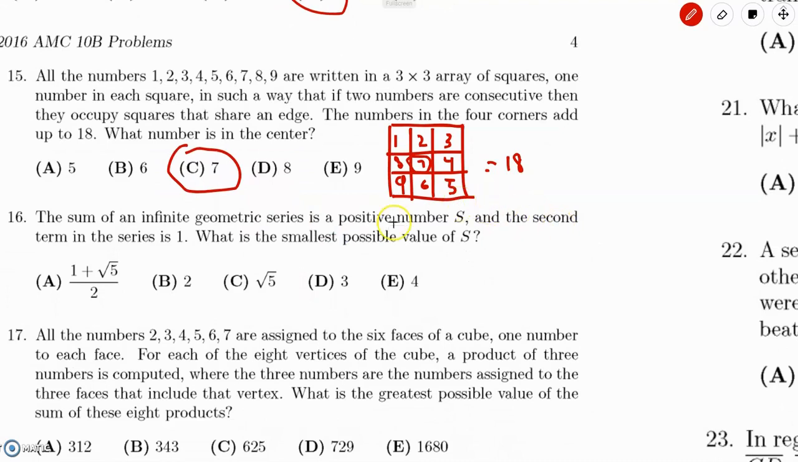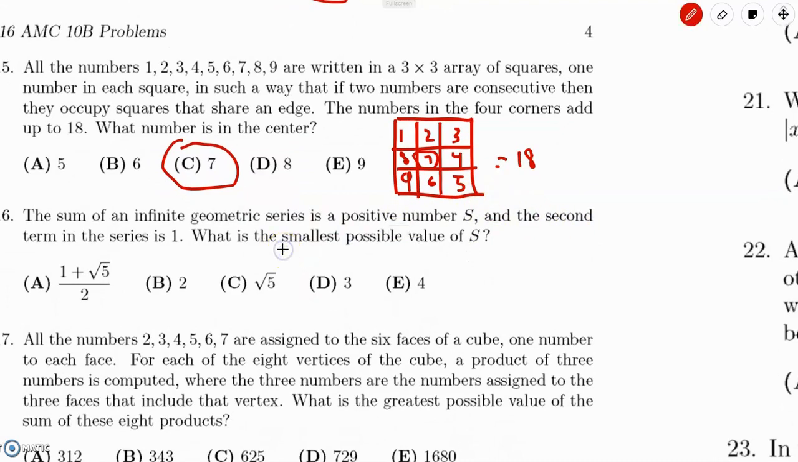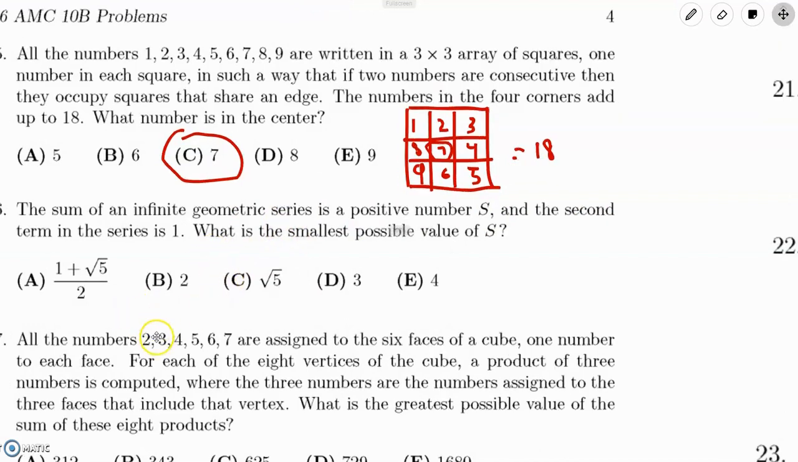And for these types of problems, you just have to play around. You just have to play with them a bit. It's a number 15, so it's not really that hard. You just have to play with it a little bit, and then you'll find the solution.